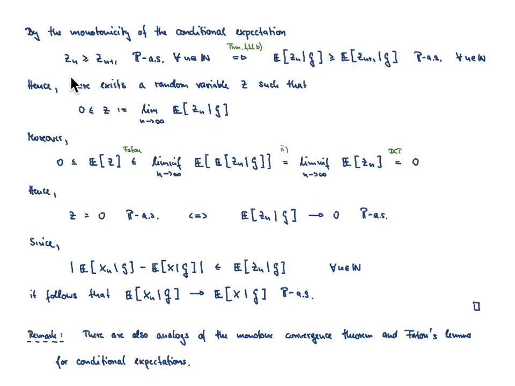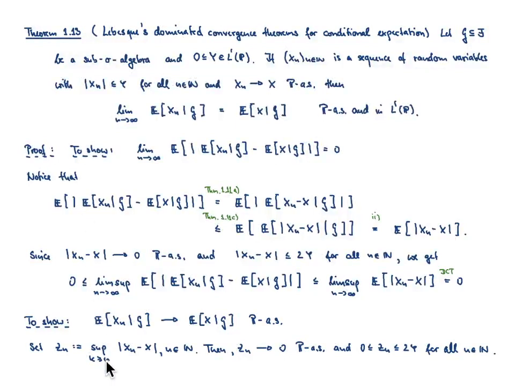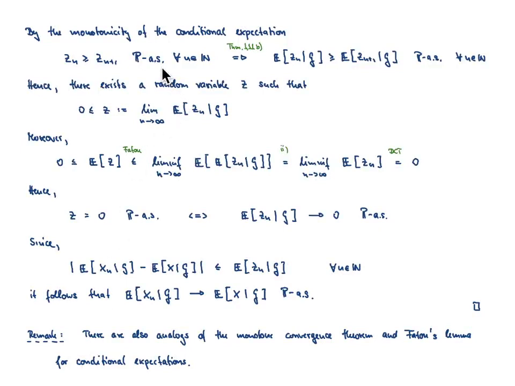So now we also know by construction that the sequence Zn is monotone decreasing. Why? Let's have a look. You see, if you make n larger, then the set over which you take the supremum shrinks, and that's why you know that Zn is larger or equal than Zn plus 1. So since we have that monotonicity P-almost surely, we can also conclude by the monotonicity property of the conditional expectation that the conditional expectation of Zn given G is larger or equal to the conditional expectation of Zn plus 1 given G P-almost surely.